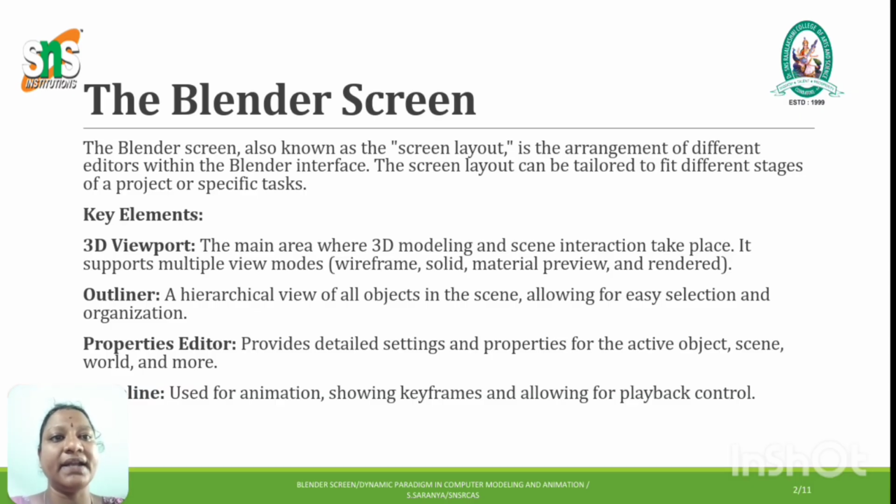The outliner is a hierarchical view of all objects in the scene, allowing for easy selection and organization. The properties editor provides detailed settings and properties for the active object, scene, world and more. The timeline is used for animation, showing keyframes and allowing for playback control. These are some of the key elements and properties of the Blender screen, which is mainly used for the different stages of the project with a specific task.